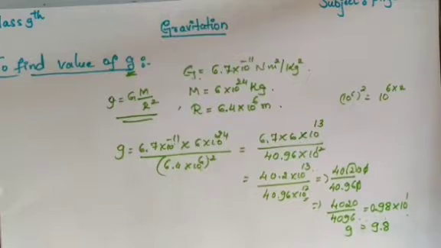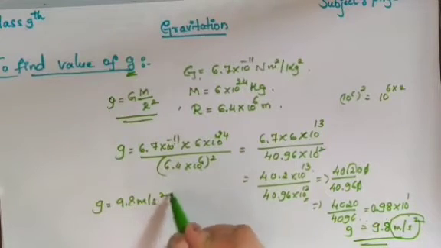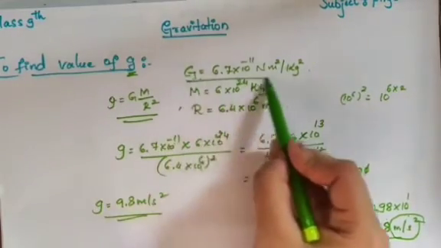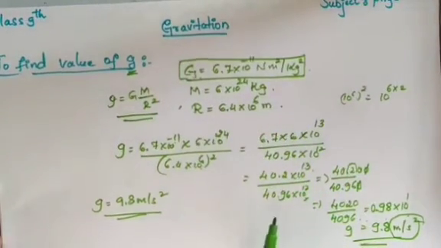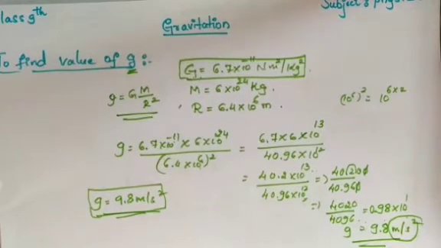So acceleration due to gravity, g, equals 9.8 meter per second square. Meter per second square is the SI unit for acceleration, and the same applies to acceleration due to gravity itself. So what is the g value? It is constant, 9.8 meter per second square. You have to remember this. In problems, many times they will give the constant value, but if they have not given it, you have to remember it. Both these values you have to remember while solving problems. So this is how to find the value of g.